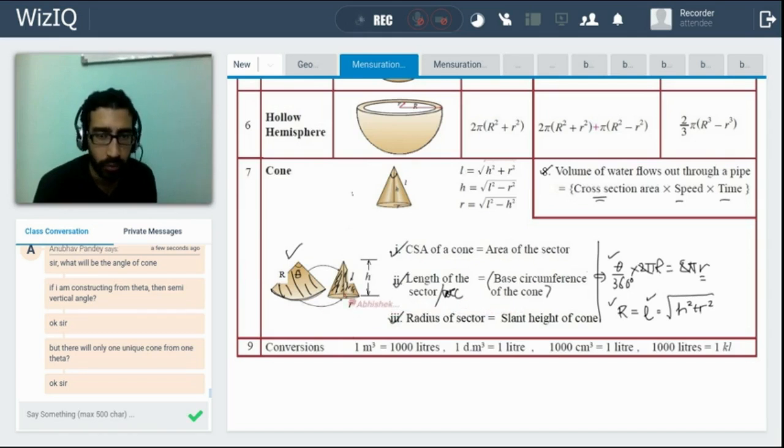The most important of which is probably this: 1 meter cube is equal to 1,000 liters, and 1,000 centimeter cube is equal to 1 liter. These are the two important ones. I suspect you would not need any other.